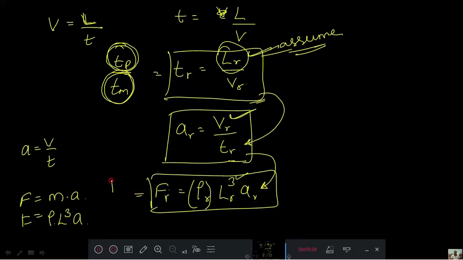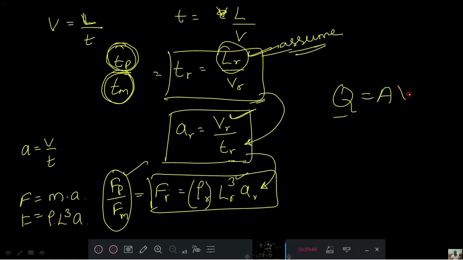Then the force ratio means what? Force in the prototype to the force in the model. Whichever one among these you know, the other can be calculated. Understood? Now this is your Reynolds model law. Not only this one, even if you want to scale down the discharge, that is area into velocity, many parameters like that will be there. By using their basic equations, you can scale down to your required parameter.